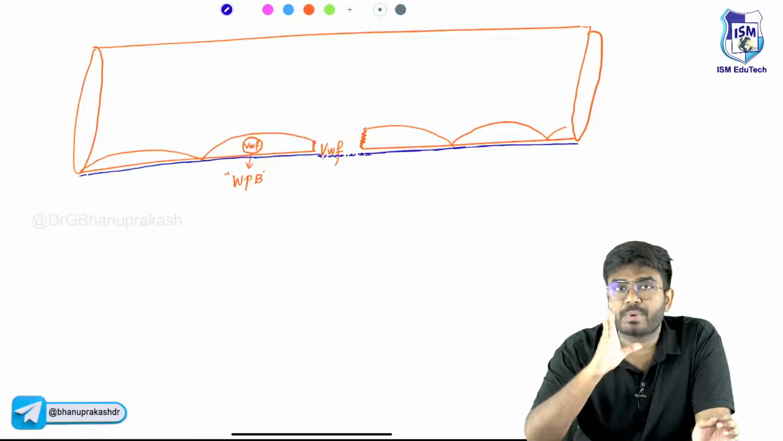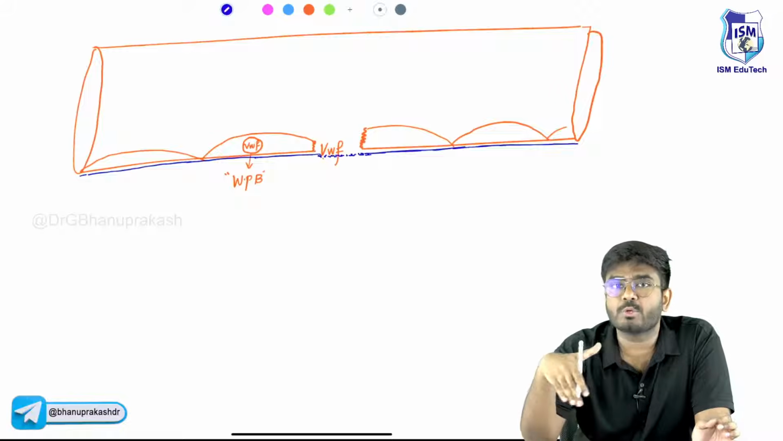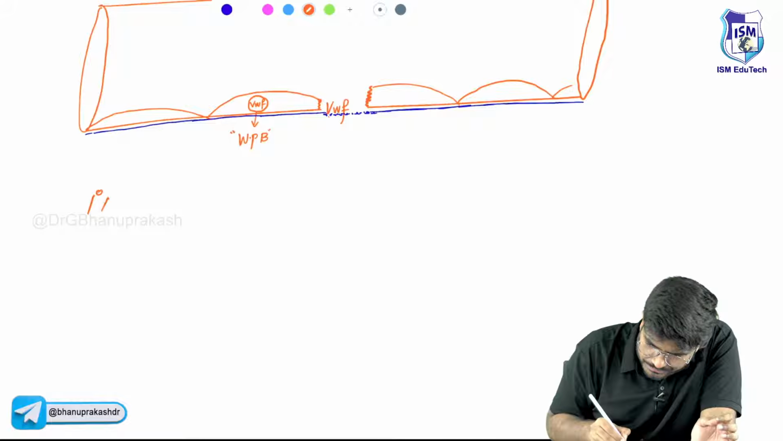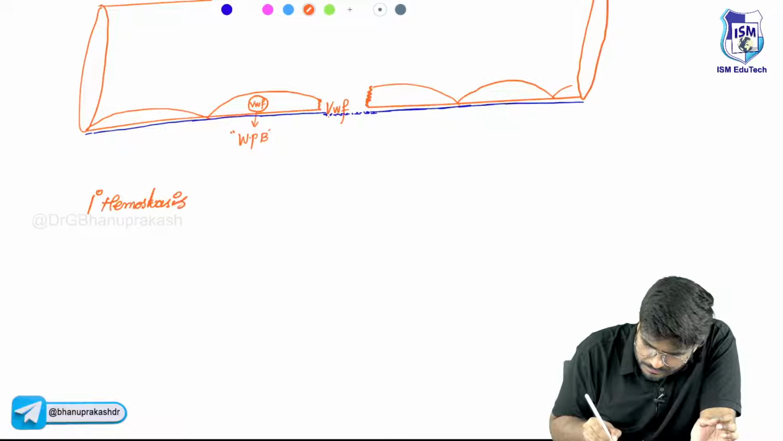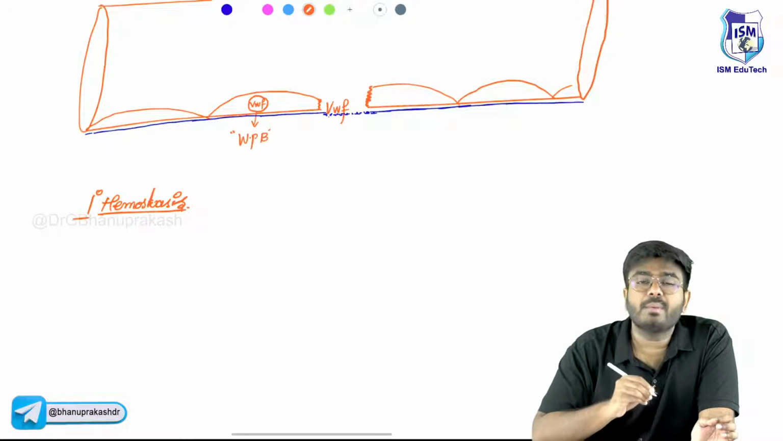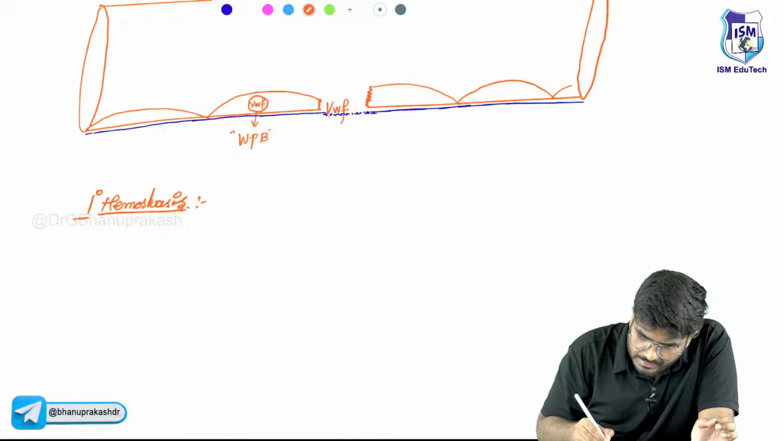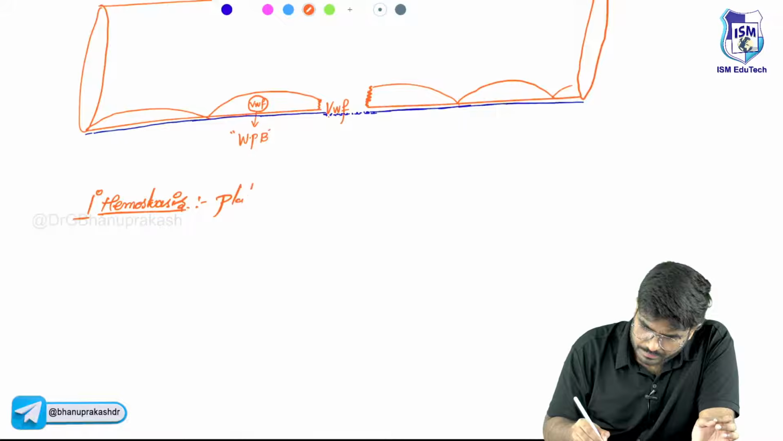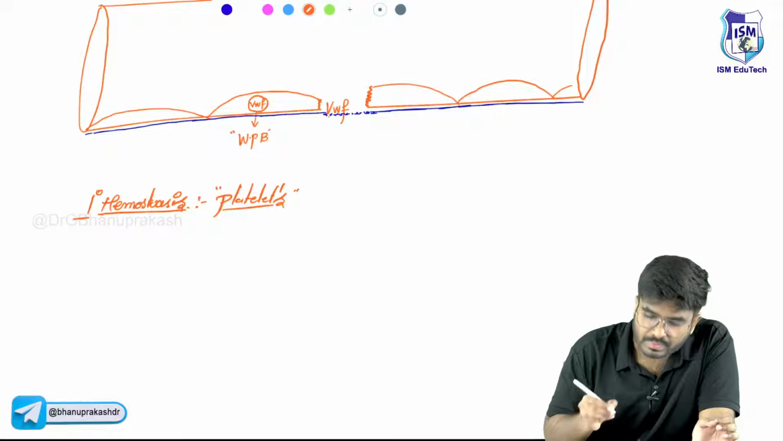What is the first stage? Primary hemostasis. Now, I am going to discuss primary hemostasis. So, what is primary hemostasis, sir? See, in primary hemostasis, mainly the platelets are the kings. Platelets are involved.